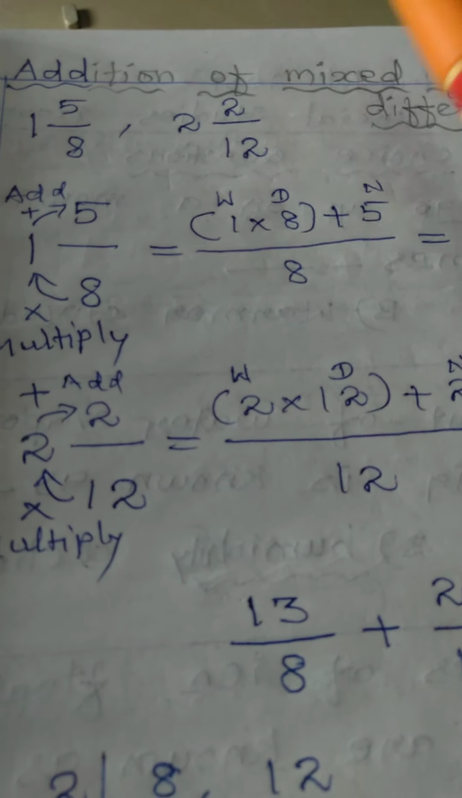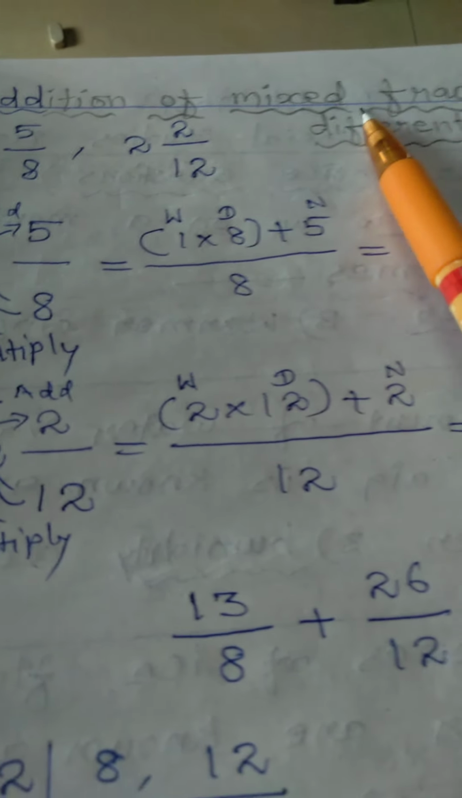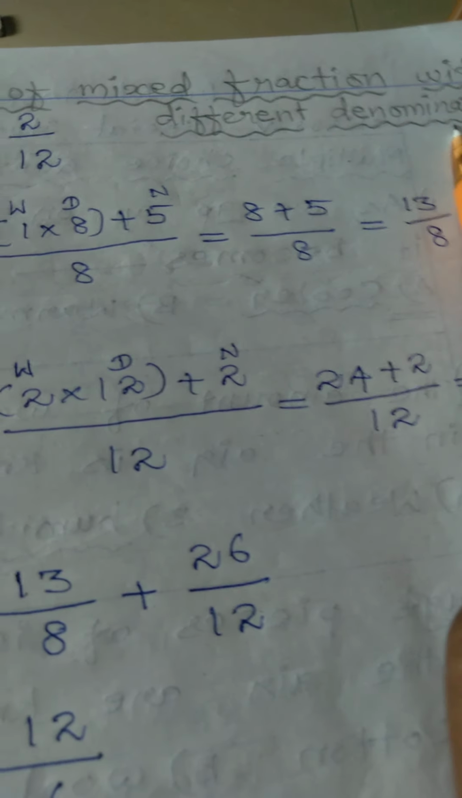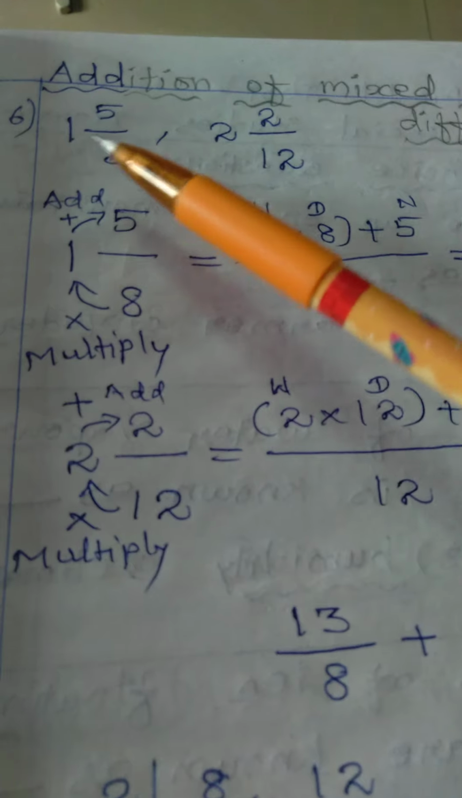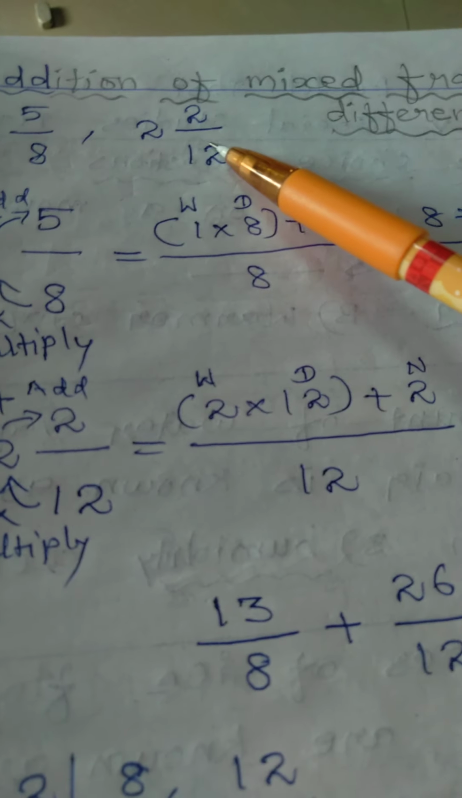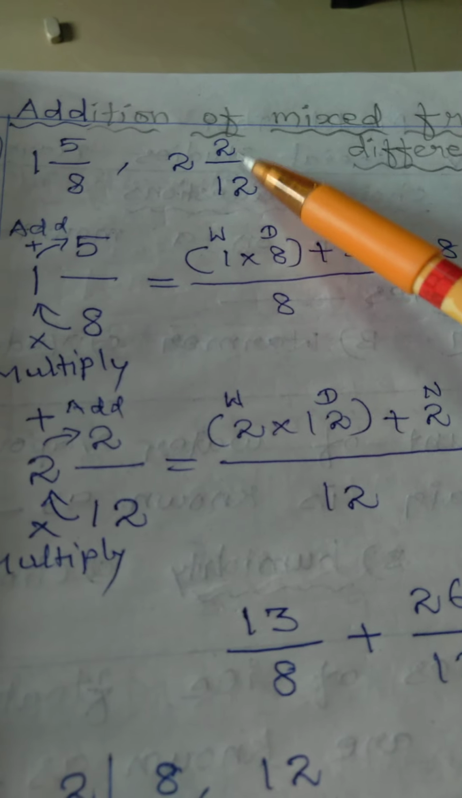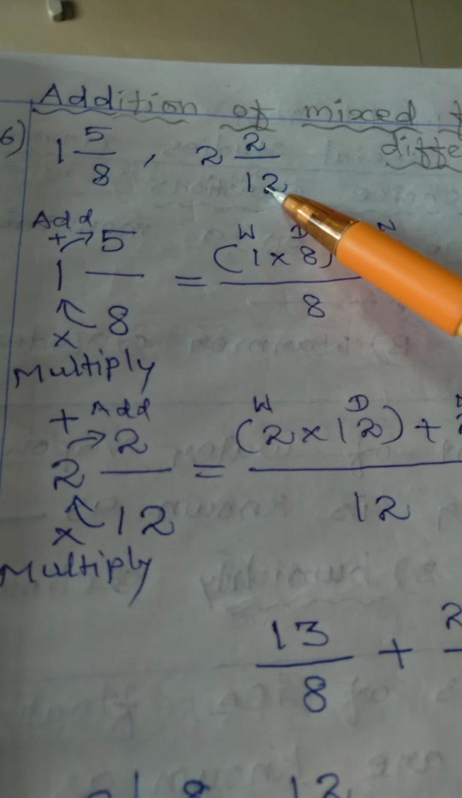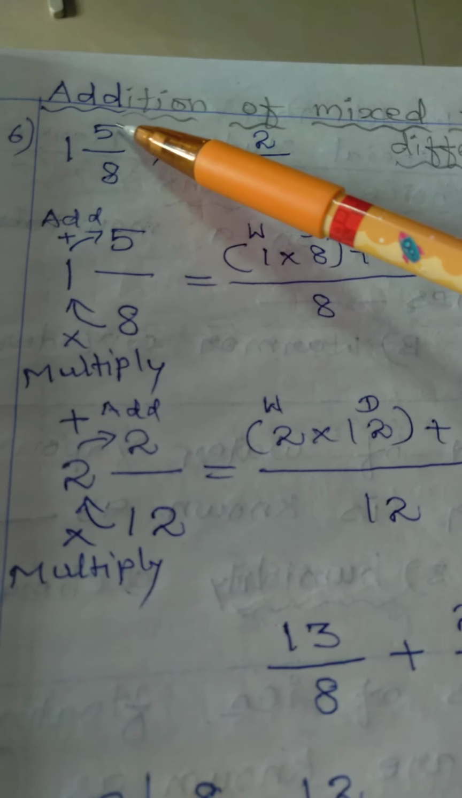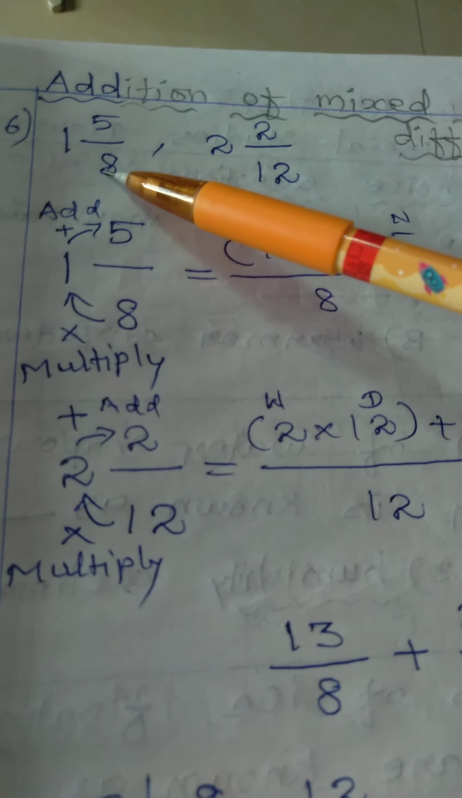Now we are going to see addition of mixed fractions with different denominators. This is mixed fraction 1 5 by 8, and mixed fraction 2 2 by 12. First step, we have to convert these mixed fractions into fractions.